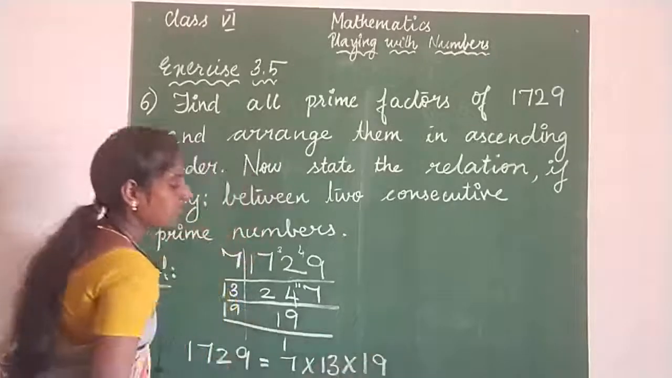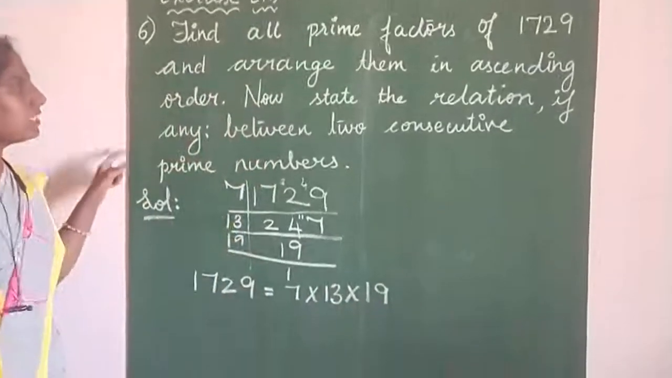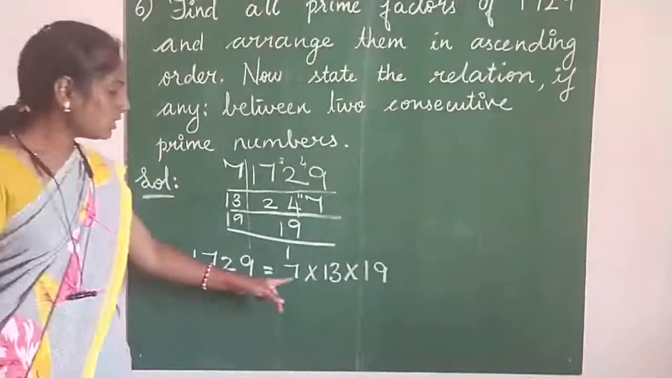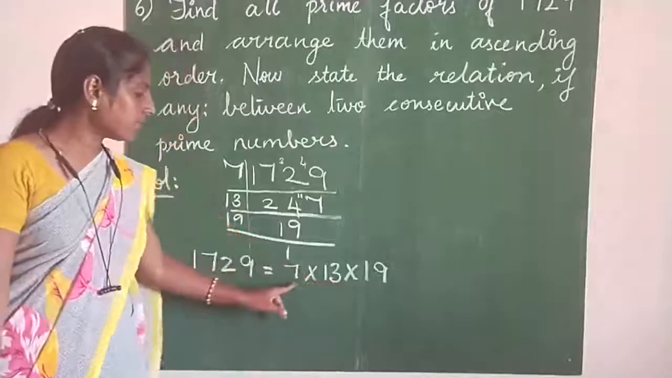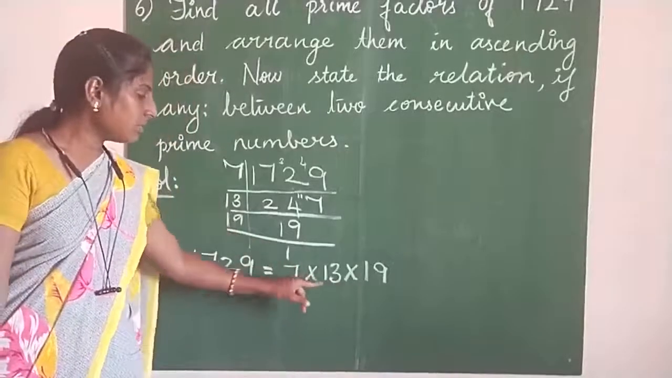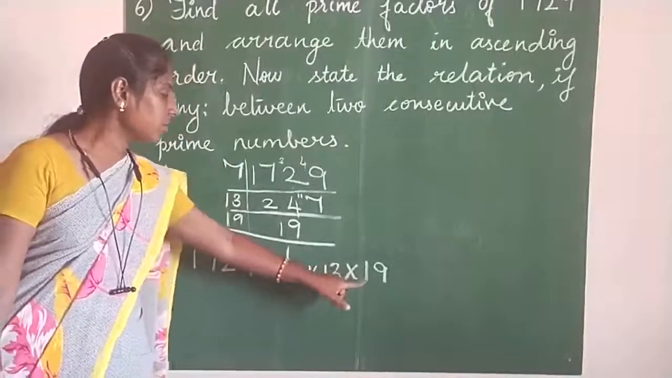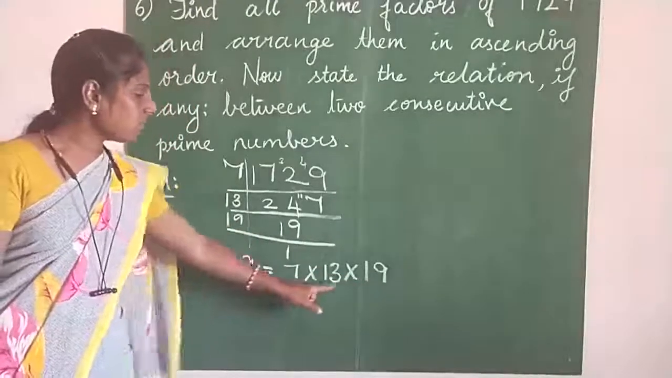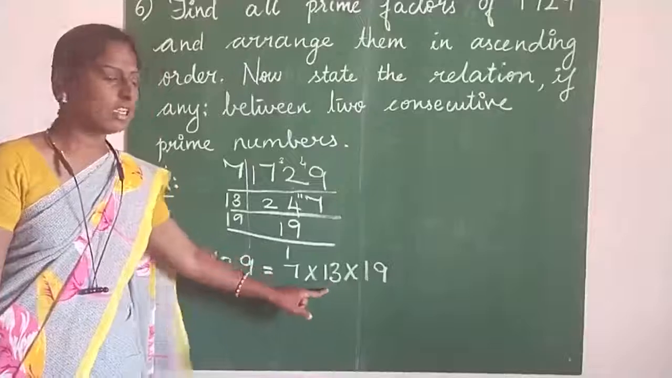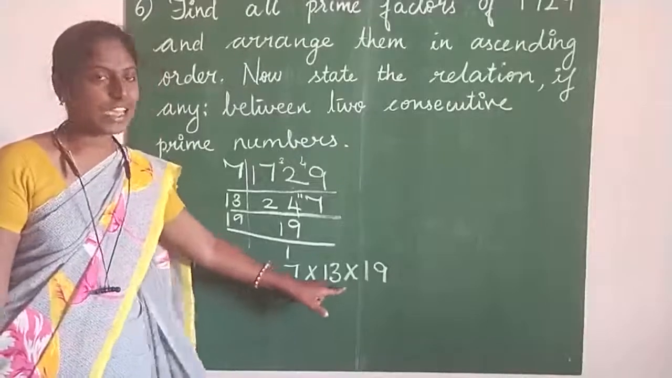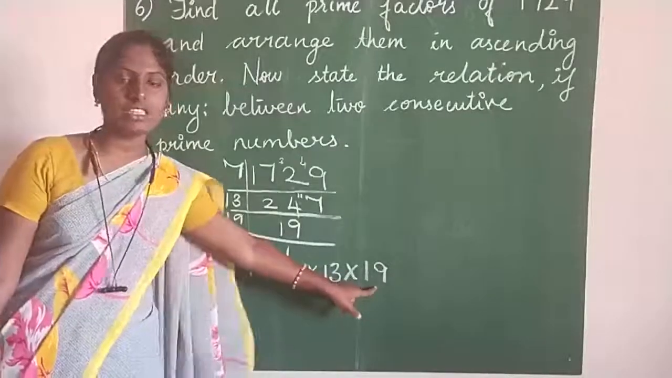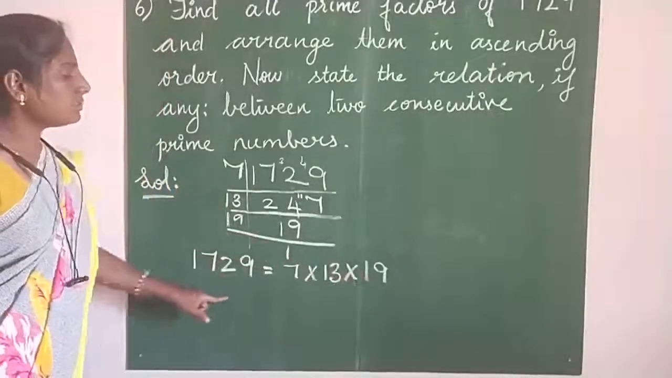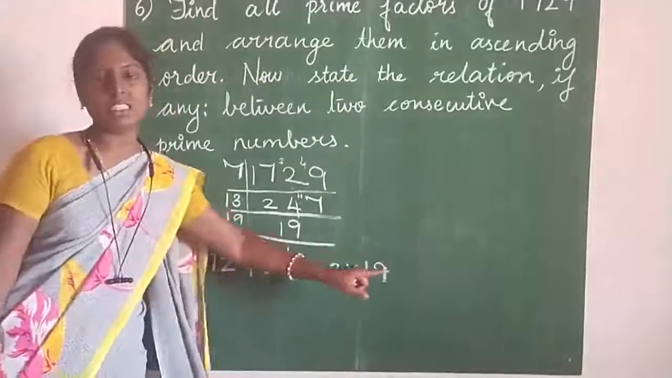Is it clear? Okay, now what is the question? State the relation, if any, between two consecutive prime numbers. Okay, so now see the consecutive prime numbers. 7 is the first prime number. The next bigger number is 13 and the biggest number is 19. So what is the relation between all these three? What is the difference between 7 and 13? It is 6. Again 13 and 19, the difference is 6. So the relation is nothing but the difference between the two consecutive prime numbers is 6.